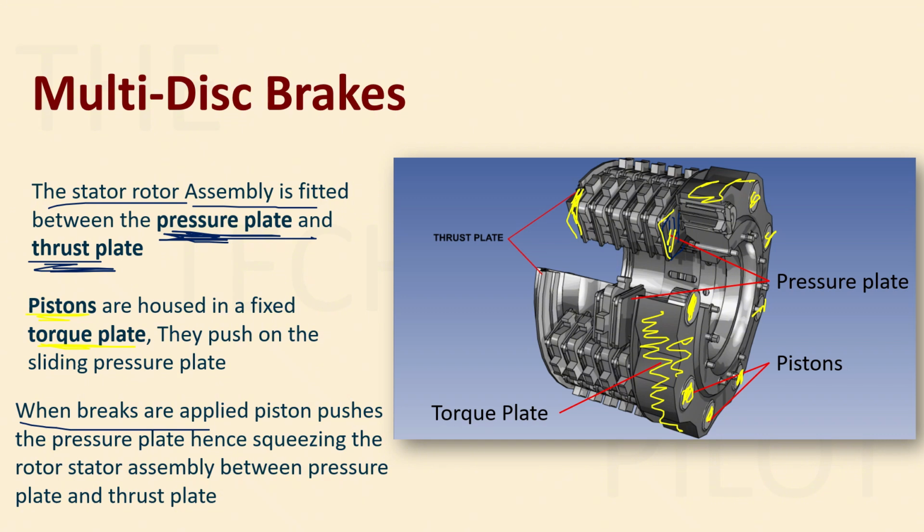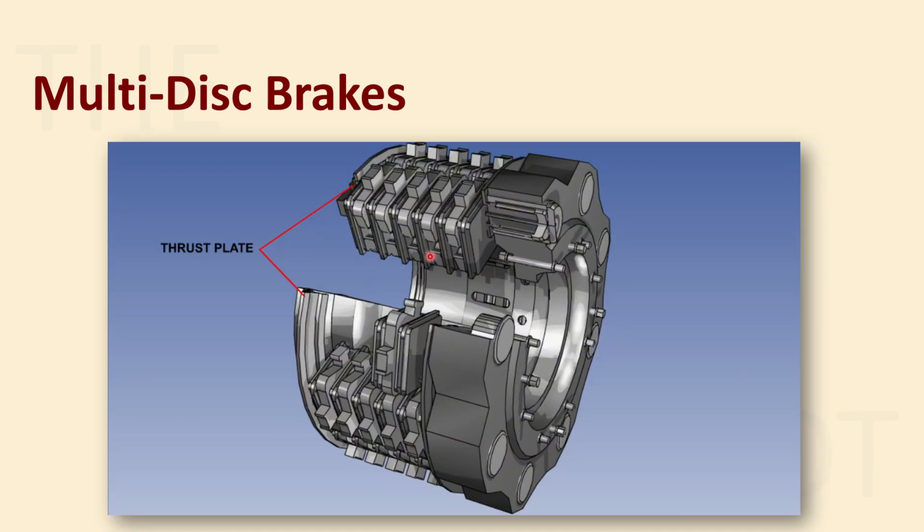Then when brakes are applied, pistons are pushed by the pressure plate, hence squeezing the rotor stator assembly between the pressure plate and the thrust plate. So exactly what is happening, we'll see in the next slide. So how is all of this working?